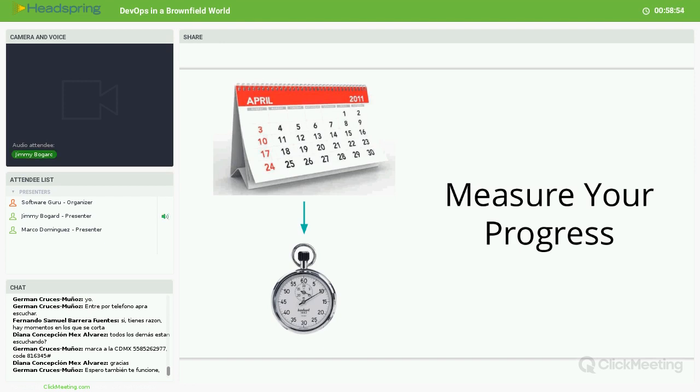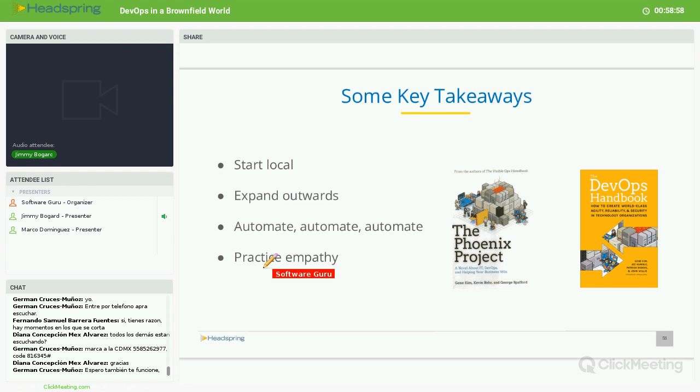Well, I think we're actually at time, so I'm going to go to some key takeaways here. So first is to start local with the problems that you have. Start with things that you can do for your own personal development environment. Start to expand that outwards from there to your local team and perhaps even your entire development process. Automate as much as possible.